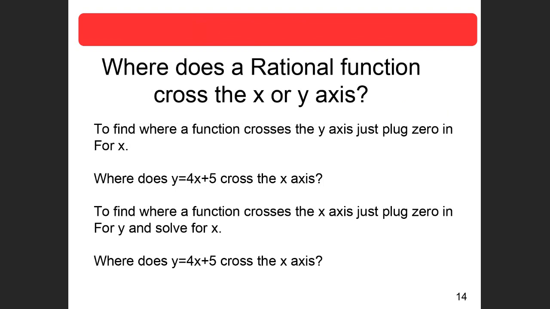Now, how do I find where a rational function crosses the x and y axis? Super simple. If I want to find where it crosses the x-axis, remember, if something crosses the x-axis, the y value has to be 0. If it crosses the y-axis, the x value has to be 0. So if I want to find the x-intercepts, all I do is put 0 in for y. If I want to find the y-intercepts, I put 0 in for x. So really easy to find x and y intercepts.